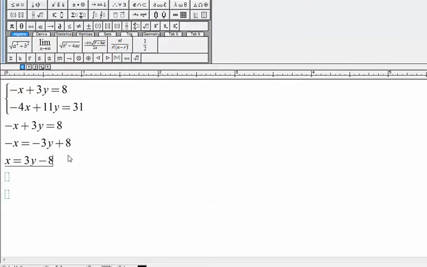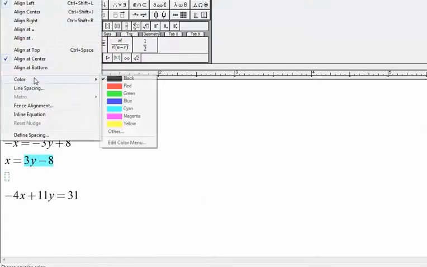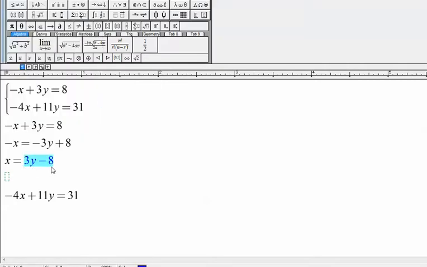So what we're going to do next is substitute this expression for x into the other equation so we can get an equation involving only y. If we write down the second equation, negative 4x plus 11y equals 31, what we want to do is substitute the expression 3y minus 8 for x in this second equation. So negative 4 times our expression for x, which will be 3y minus 8, and we'll still have plus 11y equals 31. So now we have this equation that only involves y, and we'll solve this for y.